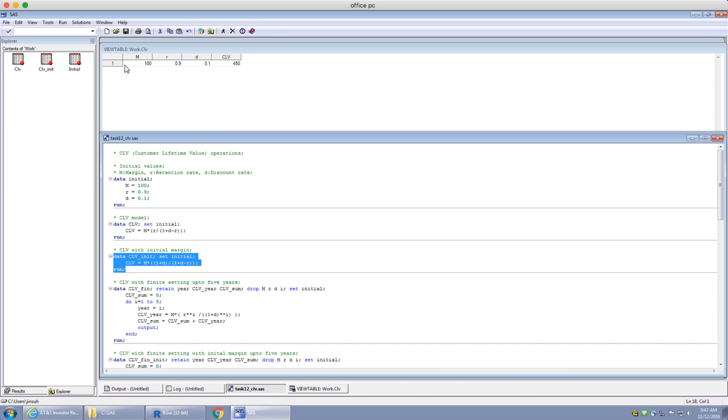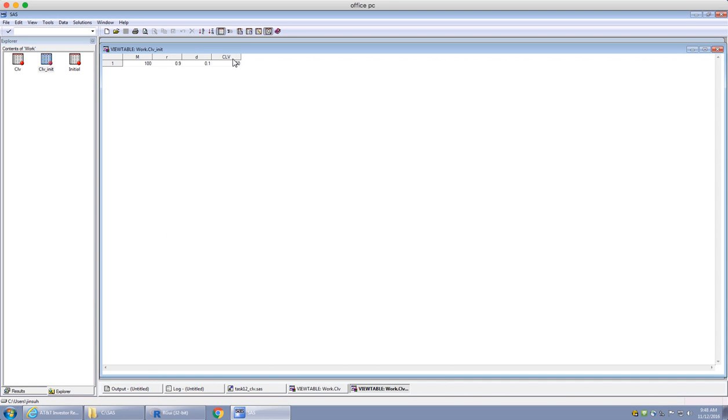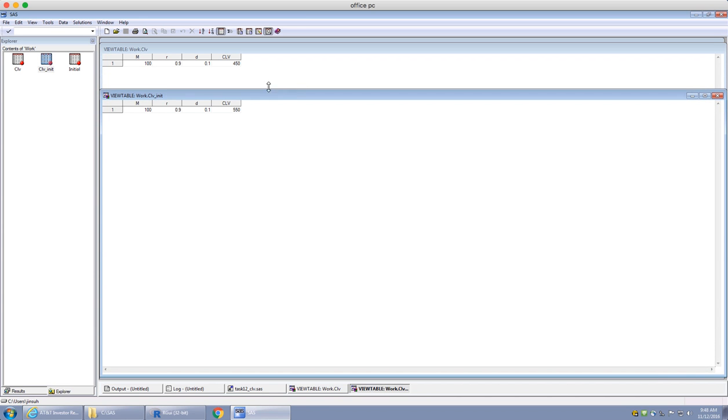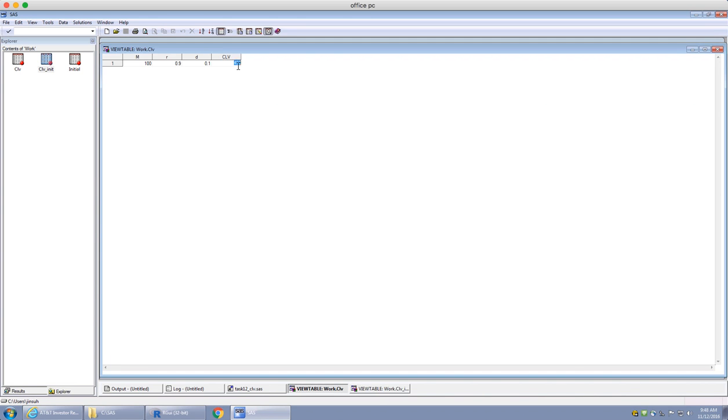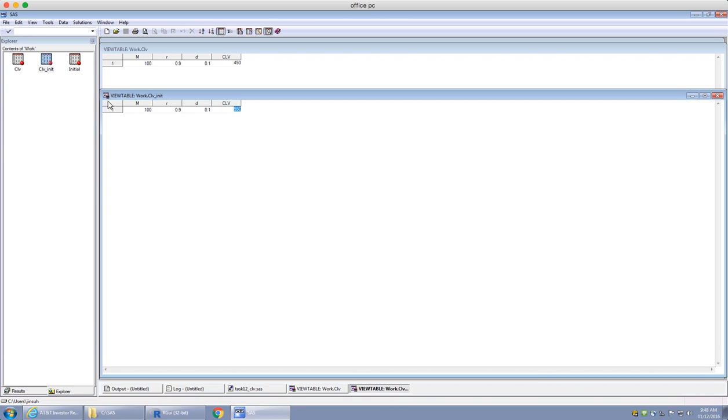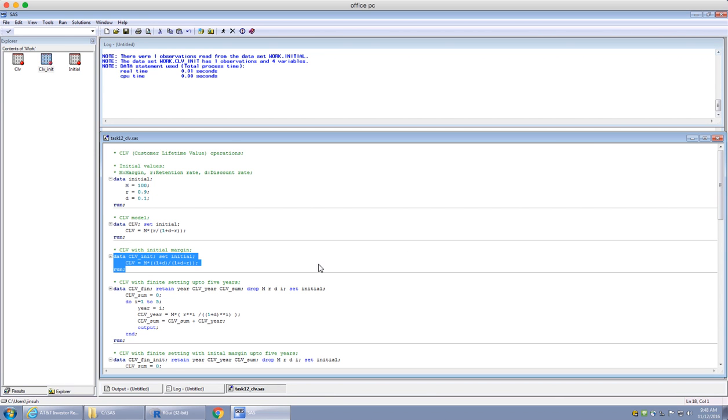So if I run this and see the value, I called it CLV init, and you probably notice that the CLV value is 550, whereas the original CLV value was 450. The difference is 100, which happens to be the initial margin that we see here as 100. So if you add the initial margin of 100 to 450, you get 550.